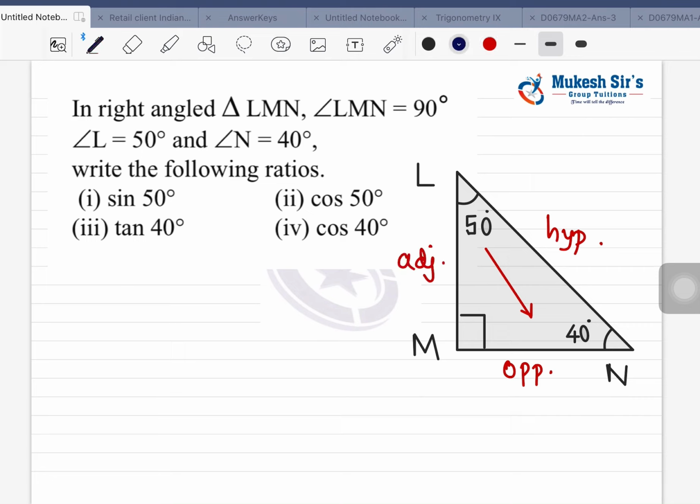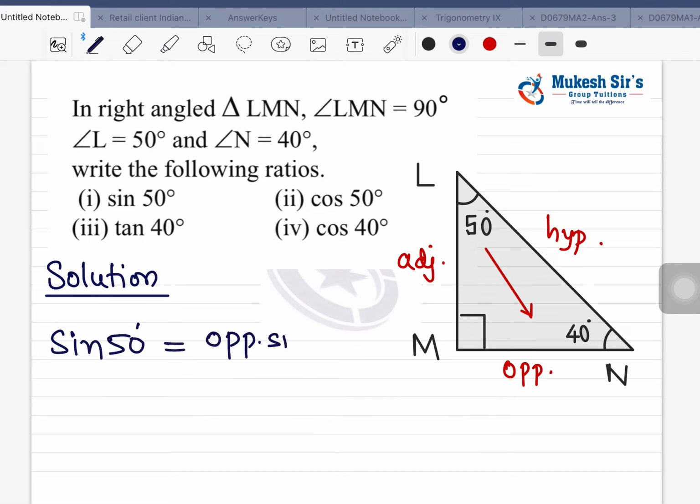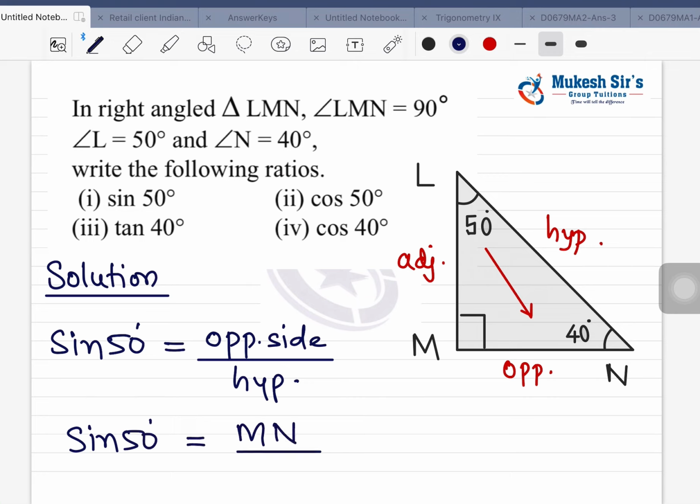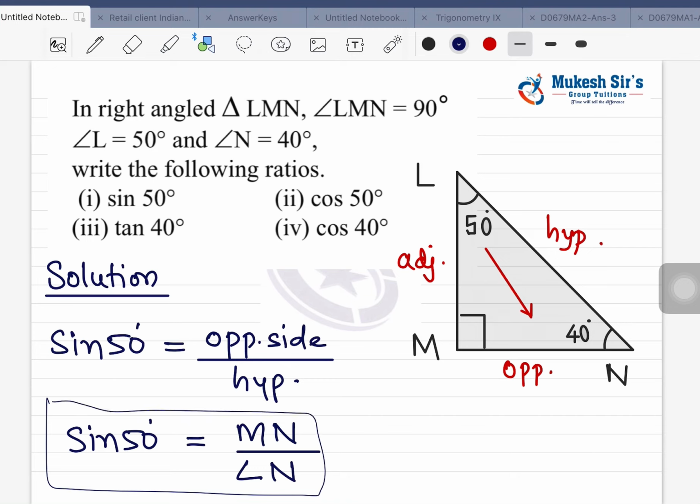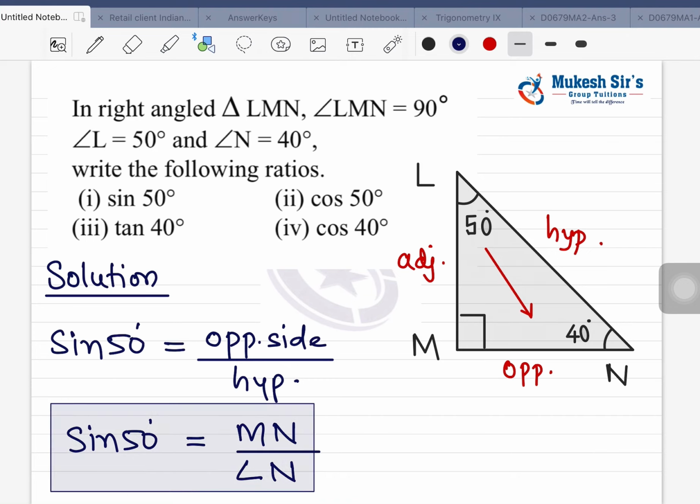So if I have to find sin 50, sin 50 will be equal to the opposite side of 50. Its definition is opposite side upon hypotenuse, right? So sin 50 degrees will be equal to the opposite side of 50, which is MN, upon the hypotenuse LN. So that's one of your answers. The first ratio, sin 50, is equal to MN upon LN.